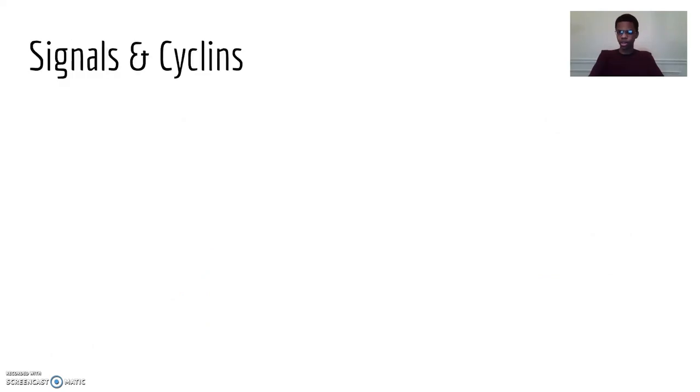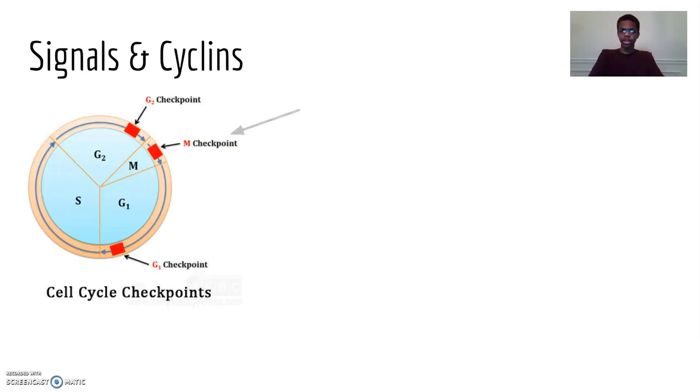So different signals are what allow for the checkpoint to discern between fit cells and unfit cells. One example is the MPF, or the mitotic promoting factor. This sends cells from the G2 phase to the M phase. This makes sure that they are ready for mitosis.